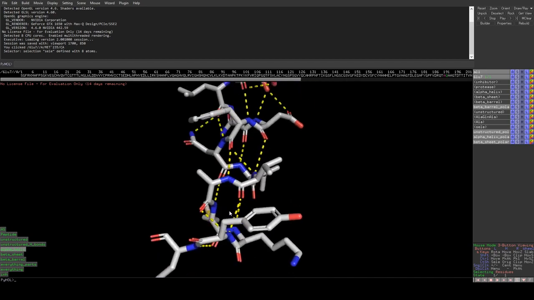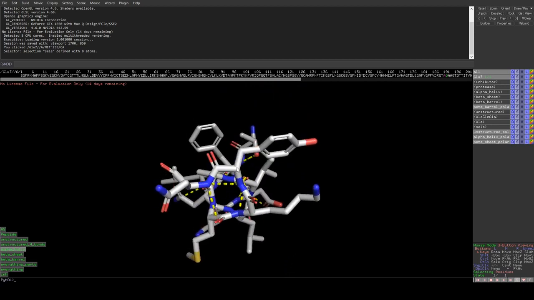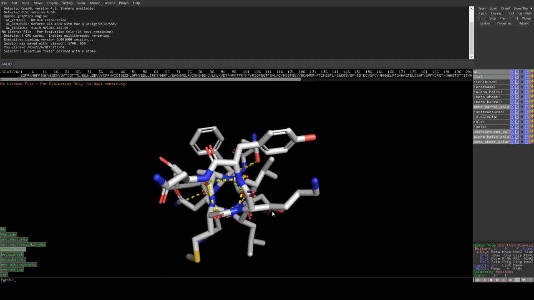If you look at it from the side, you can actually see there's like a hole in the middle. If you view it from either top down or bottom up, you will see that in the middle, it's basically hollow. And all the side chains there are sticking out.